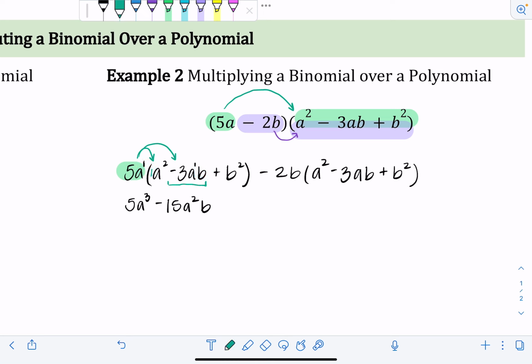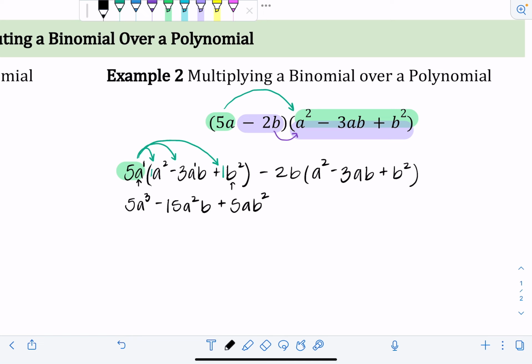And then last, from this parentheses, I would take the 5a and multiply it by b squared. Again, this coefficient is 1 because we don't see a number in front of it. So it would just be multiplying 5 by 1, so 5. And then a to the first power and b to the first power, I don't have a way of combining those other than writing them right next to each other. So it'd just be 5ab squared.